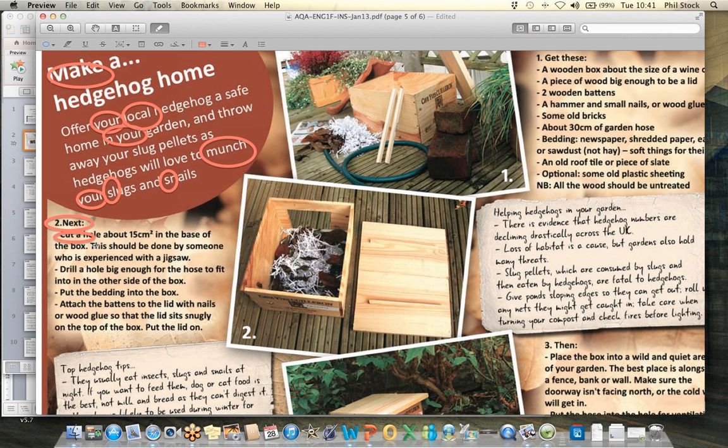Let's keep going. Cut a hole. Right, cut is another imperative verb. About 15 centimetres squared in the base of the box. This should be done by someone who is experienced with a jigsaw. Right, should is a different kind of verb.